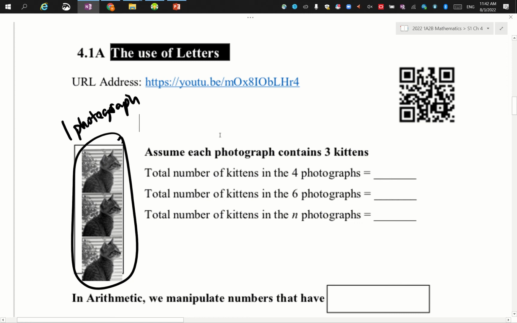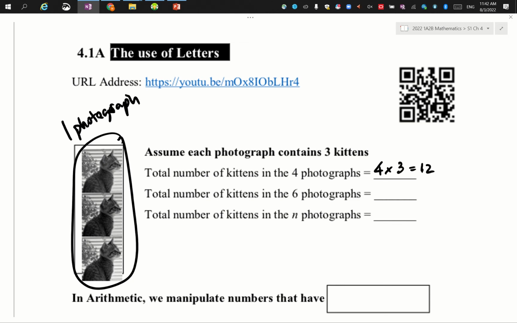But how do you get 12? 4 times 3, right? Anybody wants to take 3 plus 3 plus 3 plus 3? No, you want to make life easier for yourself. You will put it down as 4 times 3 equals 12. Please write down exactly how I wrote it. 4 times 3 equals 12.